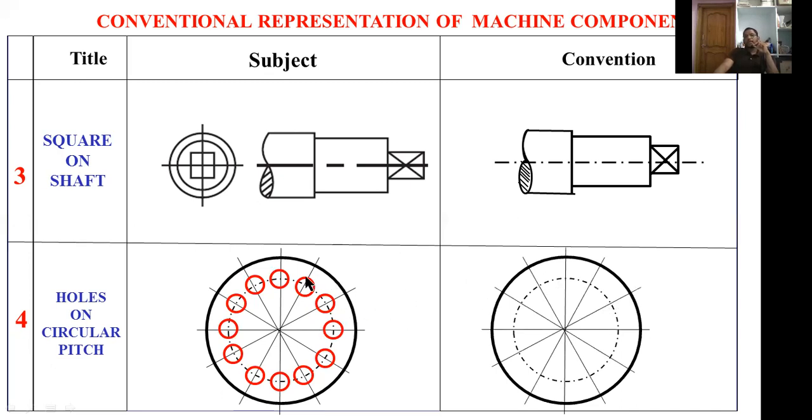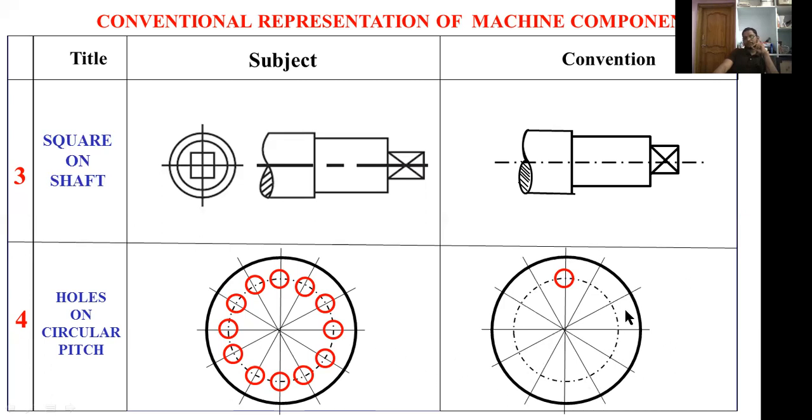Now I am showing only one circle on this figure. There is no need to represent all the circles on this figure, because this conventional representation indicates all the circles at the intersecting points. This is the conventional representation of holes on a circular pitch.